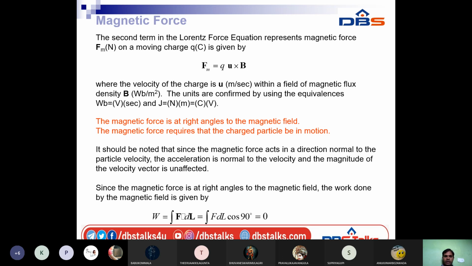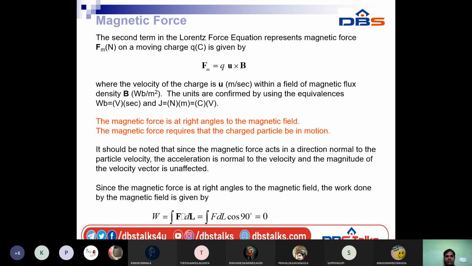So what is magnetic force and what is electric force? What is electromagnetic force? By the Lorentz force we can see. And next, a very important point over here: the magnetic force is at a right angle to the magnetic field. The magnetic force is at right angles to the magnetic field.